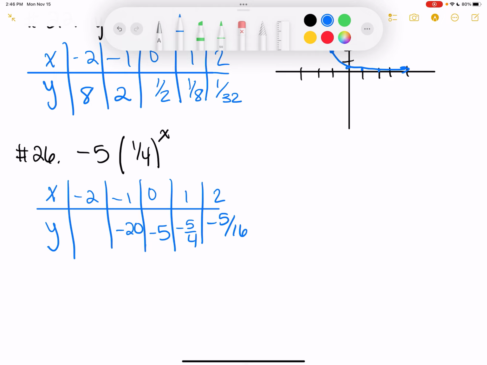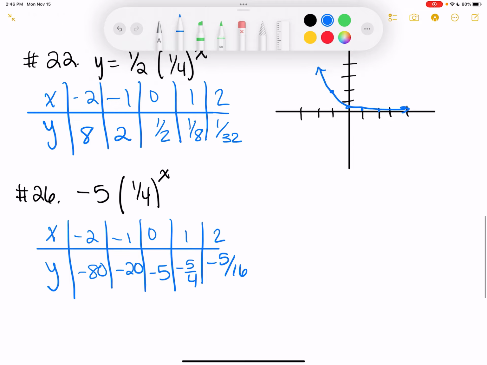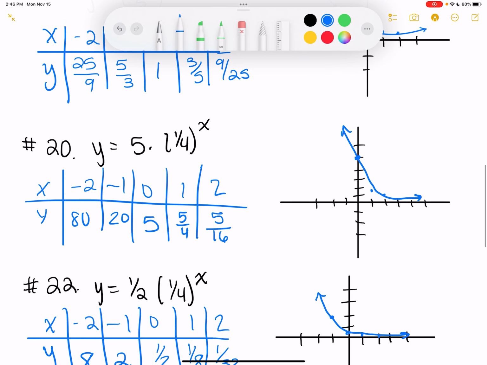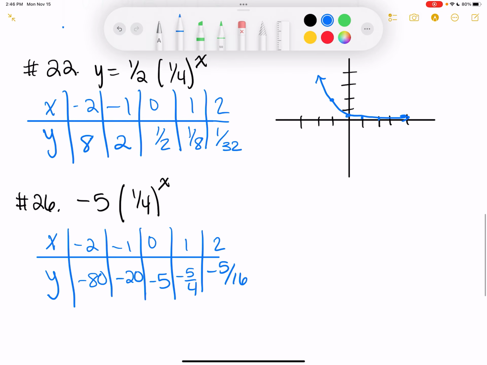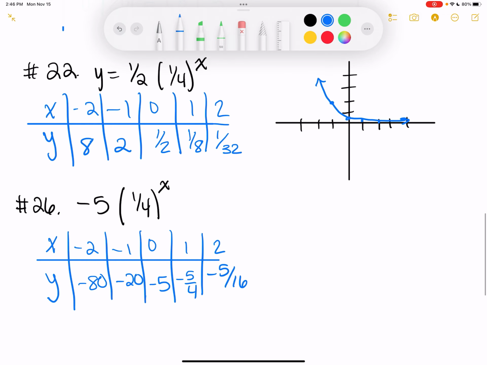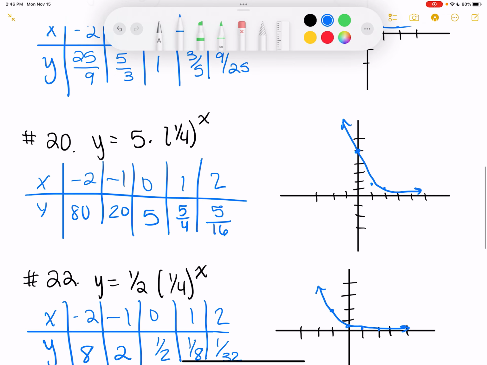And then to the -2. What does the -2 do to the 1/4? That gives 16, times -5 is -80. Fun fact: look at this problem. It's the same one, just not negative.